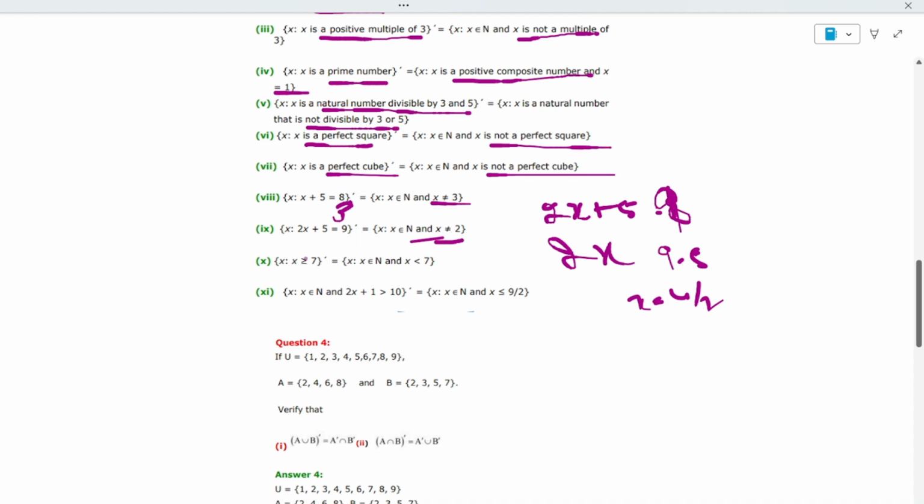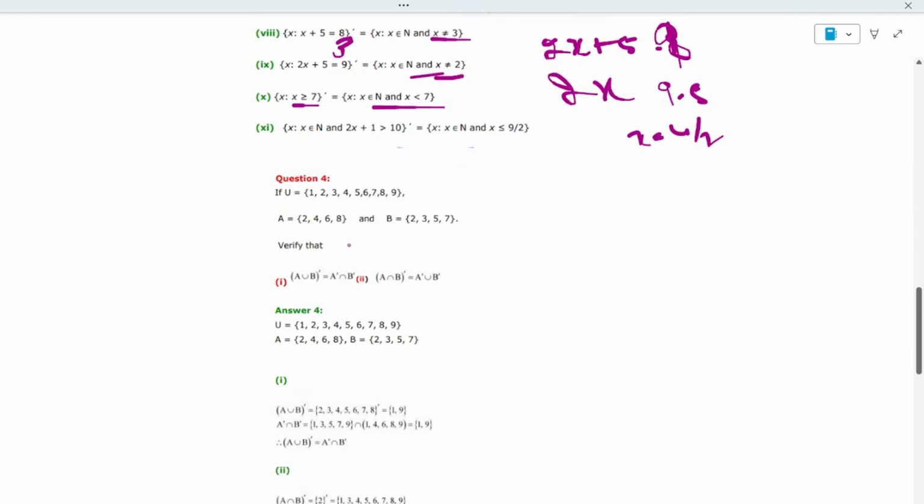Now let's see, it is greater than or equal to 7. The answer will be, if you remove greater than or equal to 7, that means 7, 8, 9, 10 up to infinity, only those less than 7 will be remaining. You have to mention this. It is very important to mention this: x belongs to N, that means natural numbers. Now you have to find 2x plus 1 greater than 10. That means it should be less than or equal to 9 by 2.